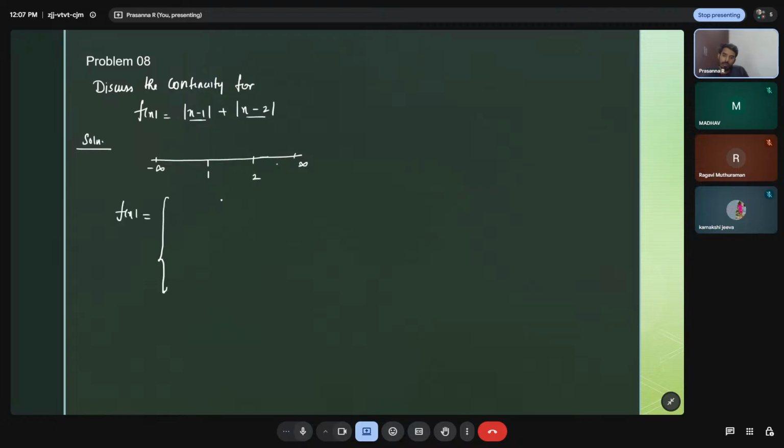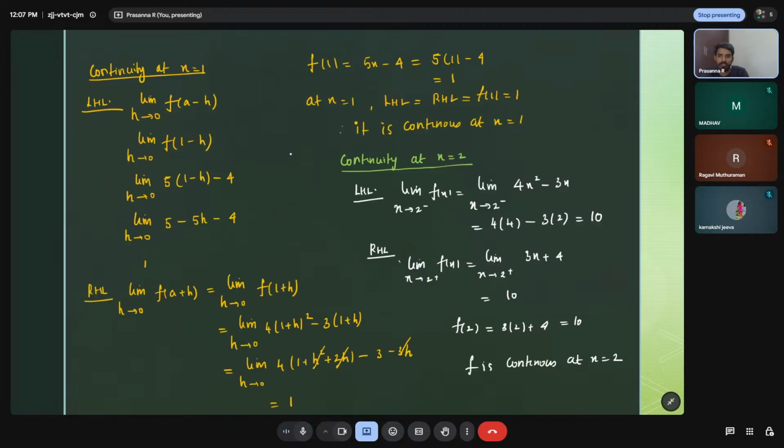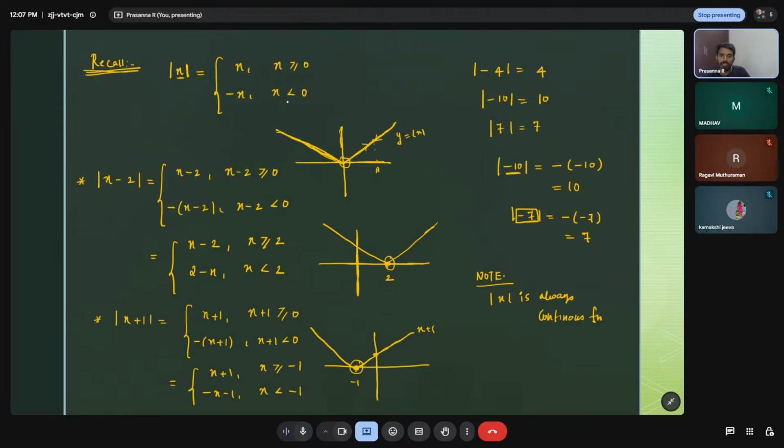When x belongs to this interval, you take some random point. Let us take 0. You substitute 0 here. Is the inside quantity positive or negative? It is negative. The output is minus of x minus 1. That is the definition of modulus: if the inside quantity is negative, the output is minus of the inside quantity.